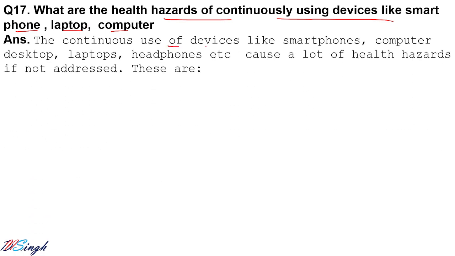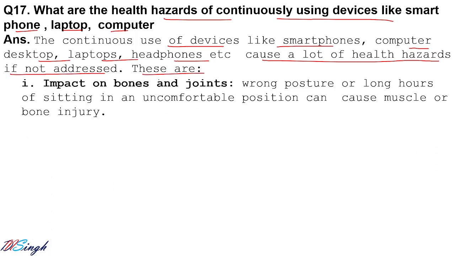So the continuous use of devices like smartphones, computers, desktops, laptops, and headphones causes a lot of health hazards if not addressed properly. These are like impact on bones and joints. Wrong posture may result in pain in different places of your body. Uncomfortable position can cause muscle or bone injury also.